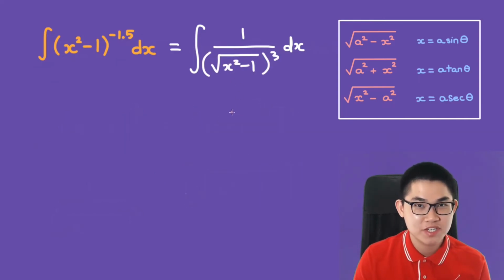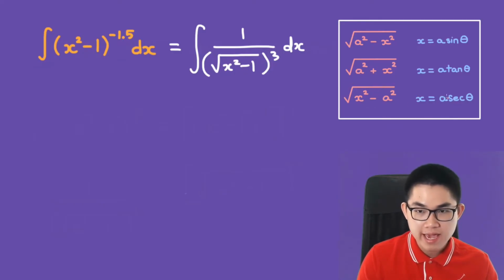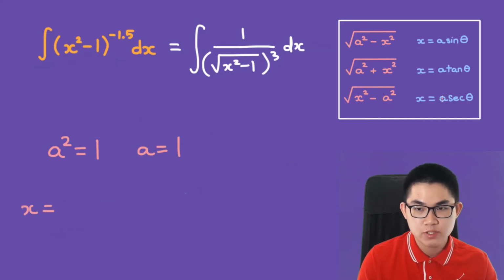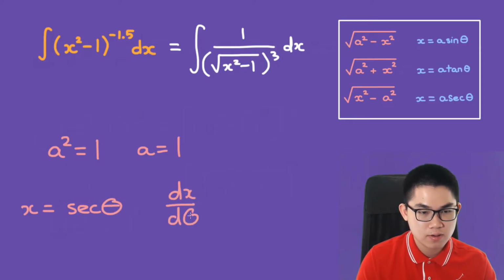This is a trigonometric substitution problem, and we see we have the square root of x squared minus 1, which belongs to this form. So a squared is going to be equal to 1, so a is equal to 1. And we have x equals a times secant, and a is 1, so 1 times secant is just secant. We also need the derivative, so dx over d theta. What is the derivative of secant? Well, it's going to be secant times tan. And we also need to multiply both sides with d theta.